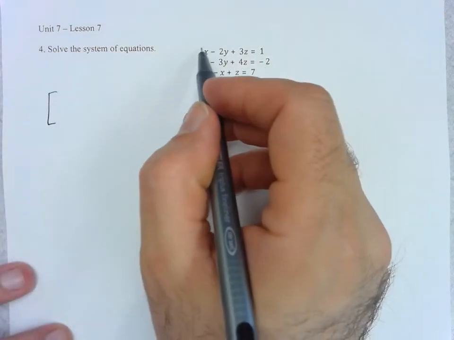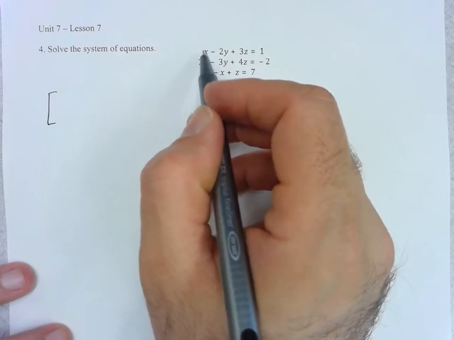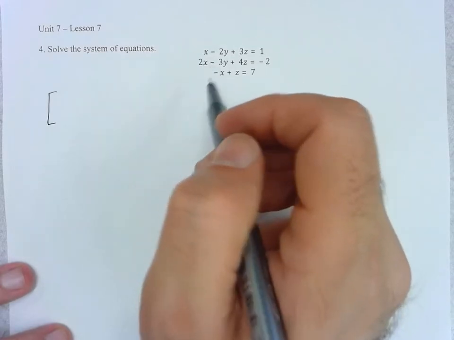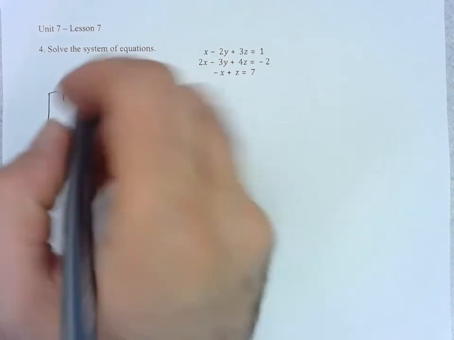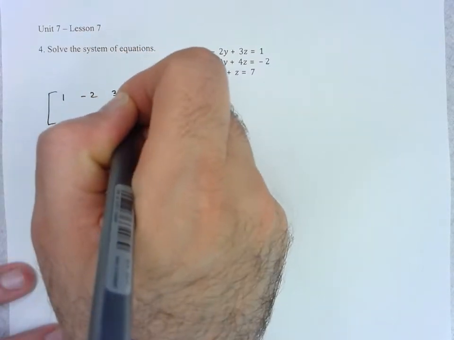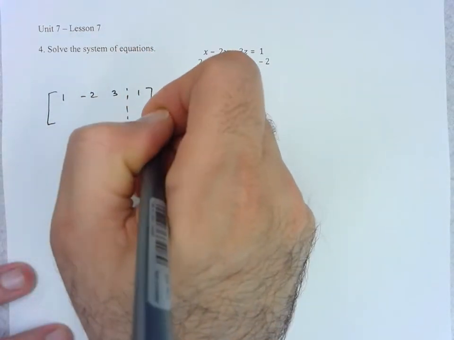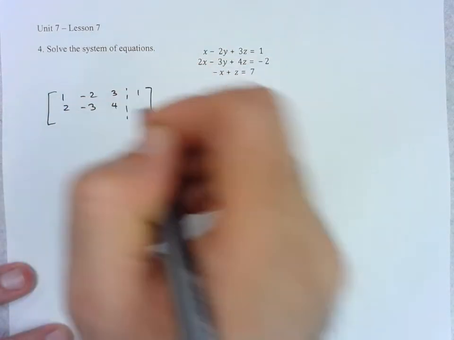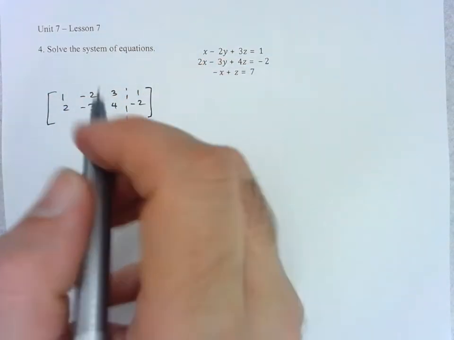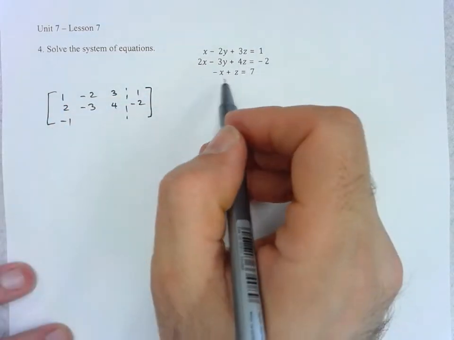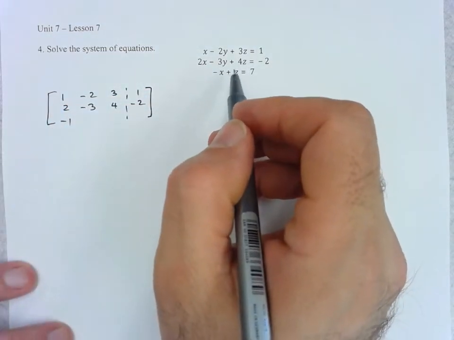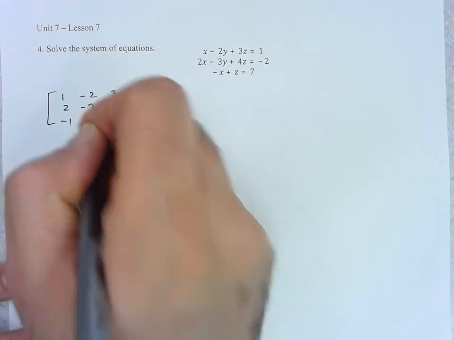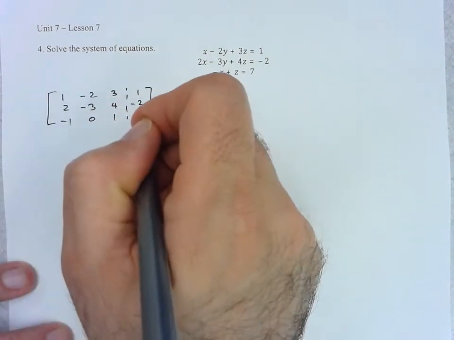Okay, so I already have an x coefficient which is equal to 1, so I'll leave the order as is. So 1, -2, 3, and here 1. Okay, here we have 2, -3, 4, and -2, and here we have -1. So be careful because there's no y variable, so that means the coefficient is equal to 0. So put a 0 there, 1 and 7.